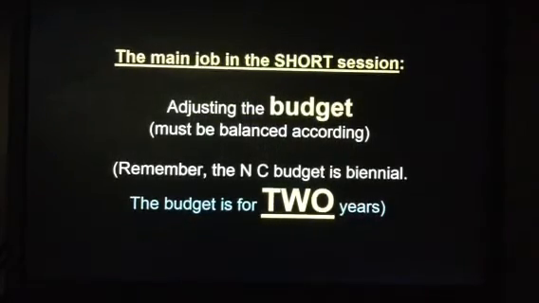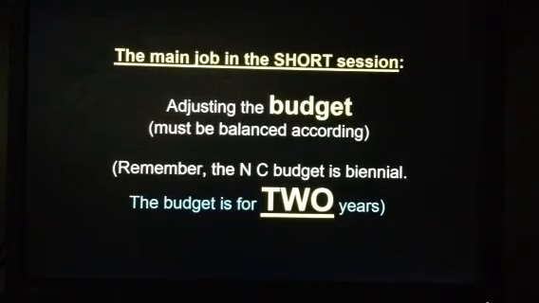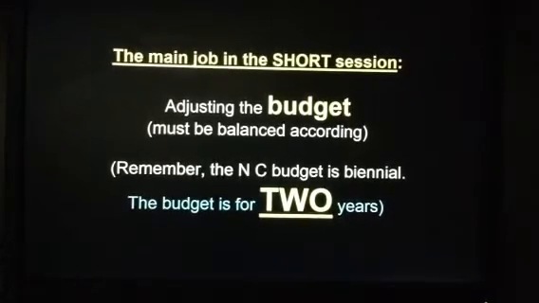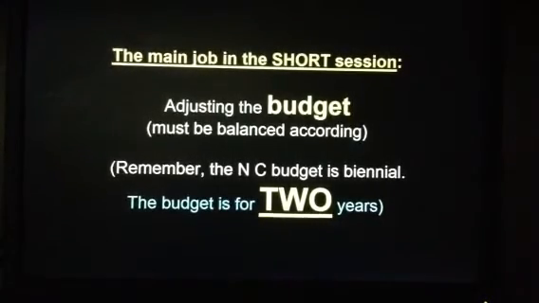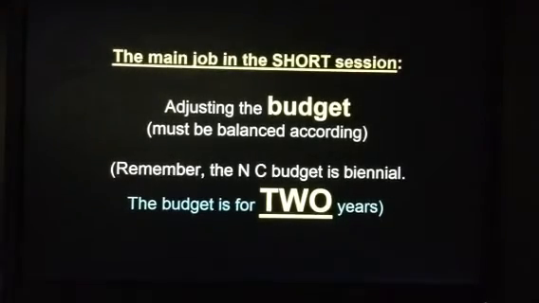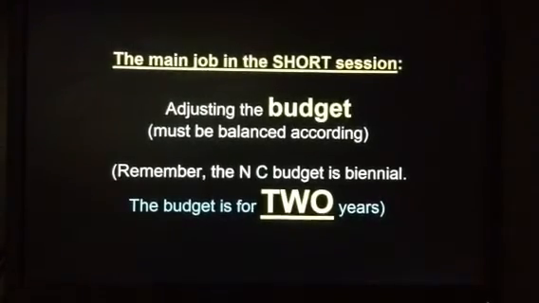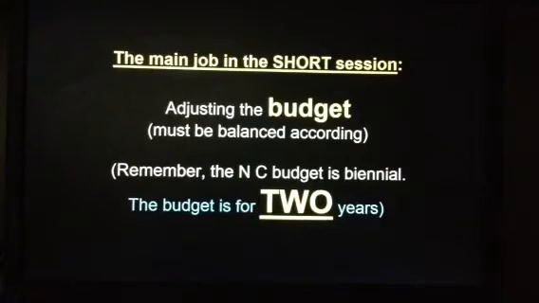The main job in the short session is to adjust the budget according to projections. Again, the budget's for 2 years, so after the first year, the General Assembly will see, okay, we may be short here. We may need to revise these budgetary areas. We may have to revise taxes just to make sure that the budget is balanced. You've got to have a balanced budget in our state.